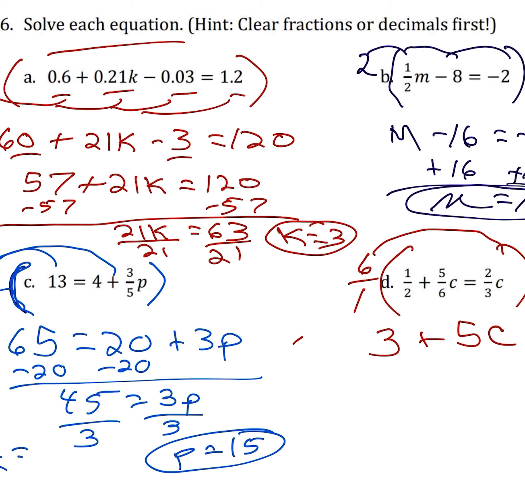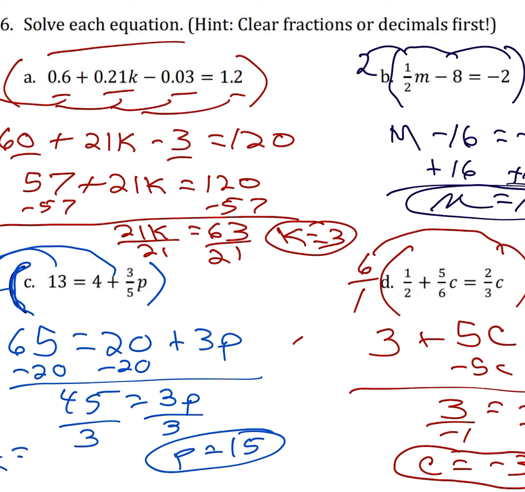Okay, now all we have to do is subtract 5c from both sides. So 3 is equal to a negative 1c. Divide both sides by negative 1, and c equals negative 3. If you prefer, you could have left it as negative 3 equals c, same exact thing.